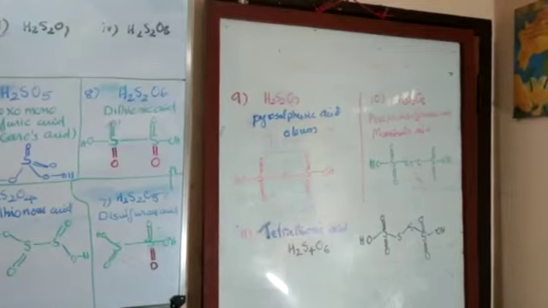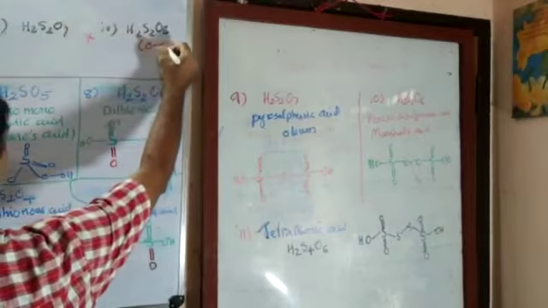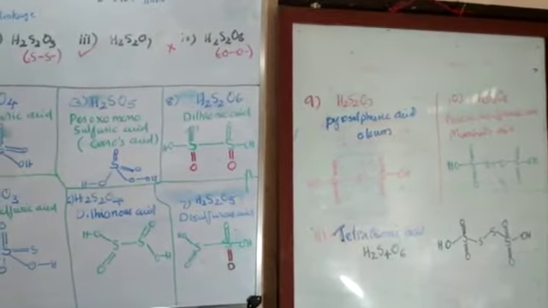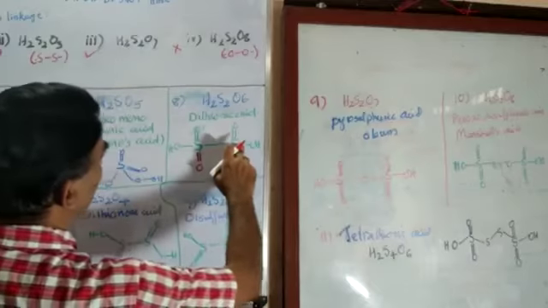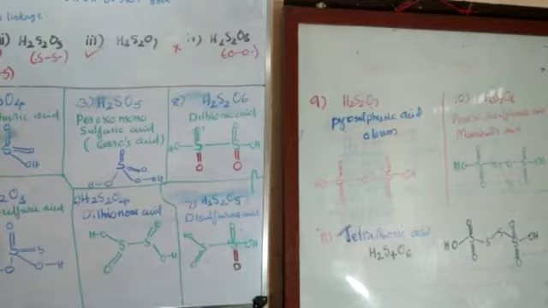H2S2O8, we know Marshall's acid. It is having O-O linkage. And H2S2O6 has an S-S linkage. So the question is which do not have S-S or O-O linkage. These are not the answer. This does not contribute to the answer.